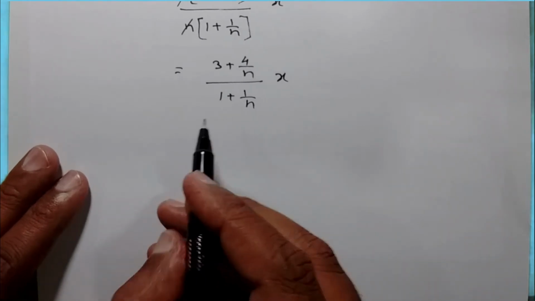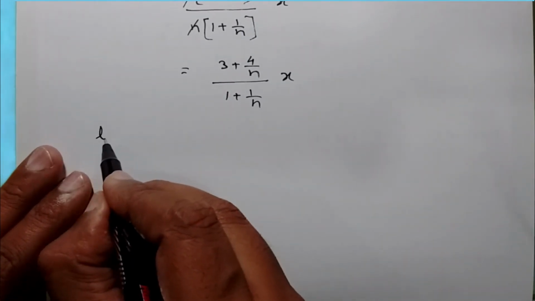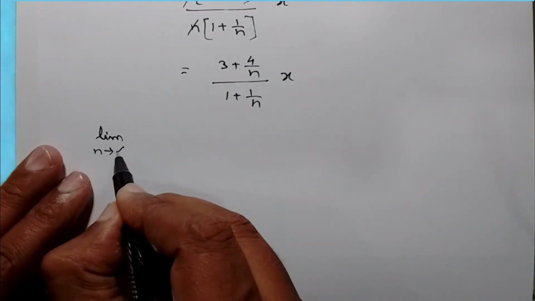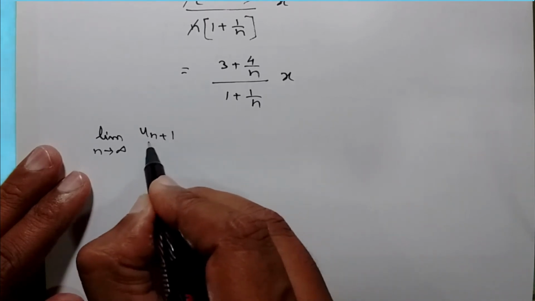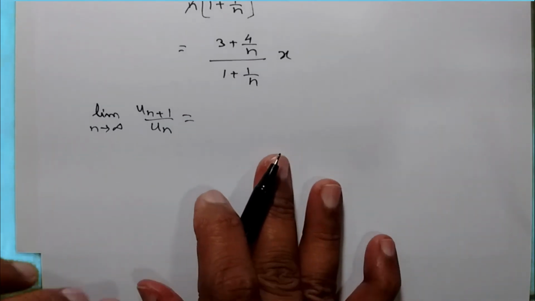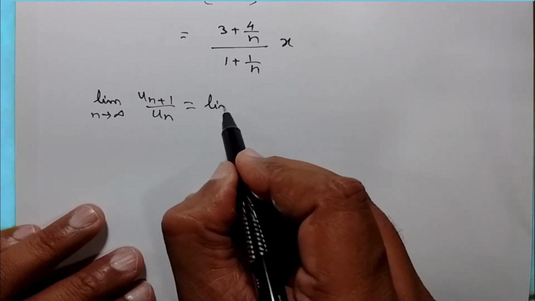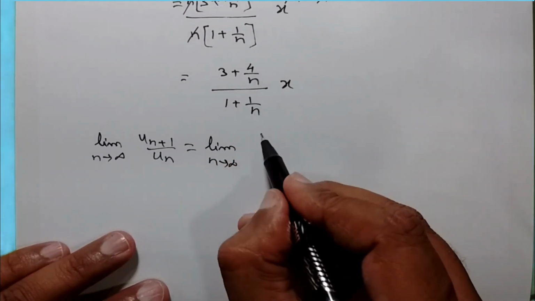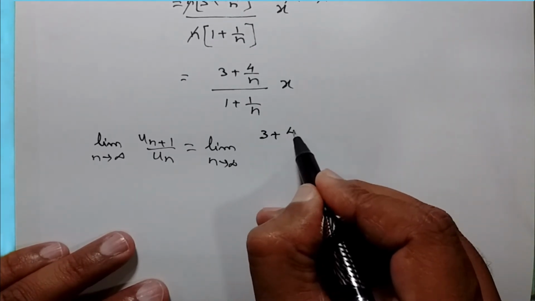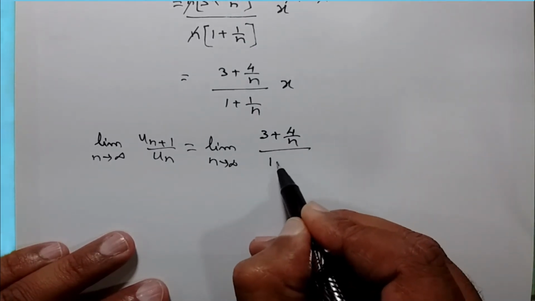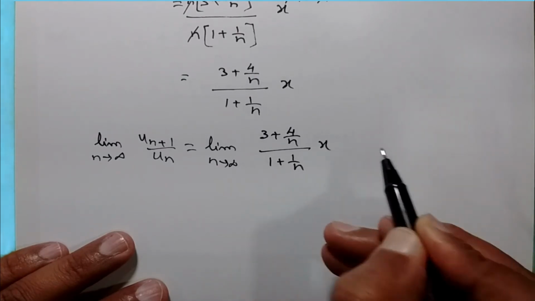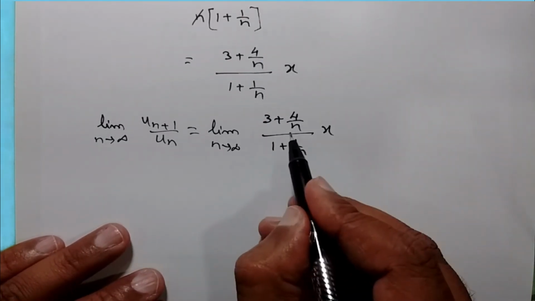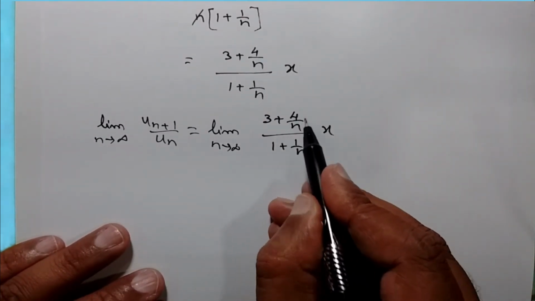So we have simplified. You can apply the limit on both sides. So limit as n tends to infinity, u(n plus 1) by u(n) is equal to limit as n tends to infinity. How much you have? (3 plus 4 by n) whole divided by (1 plus 1 by n) times x. So if I apply infinity over here, 4 by infinity will be 0.